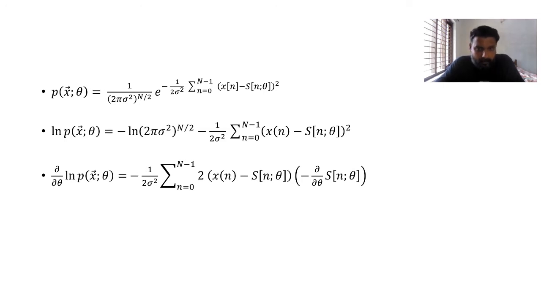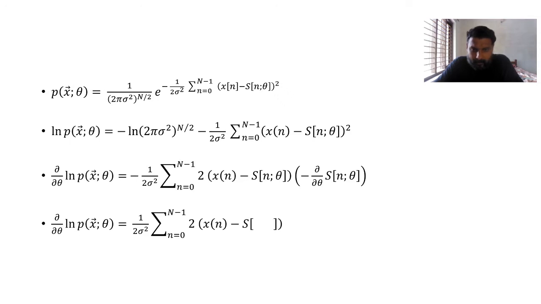Okay, so 2 and 2 get cancelled. Minus and minus will be positive. I am taking the minus dou by dou theta of s of n of theta outside the sigma, so minus and minus will be positive. Dou by dou theta of ln of p of x of theta will be 1 by 2 sigma square. Minus and minus is positive, so I have not written that one. So one more step I will write as 2 into x of n minus s of n theta dou by dou theta of s of n theta. Now 2 and 2 get cancelled. You will have 1 by sigma square sigma n equal to 0 to n minus 1 x of n minus s of n of theta dou by dou theta of s of n theta.